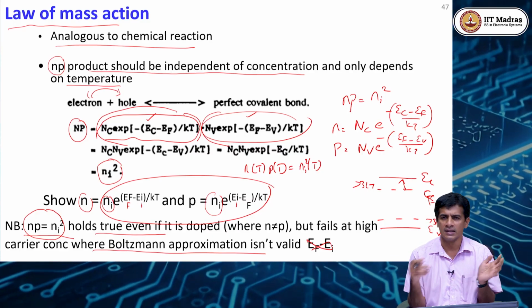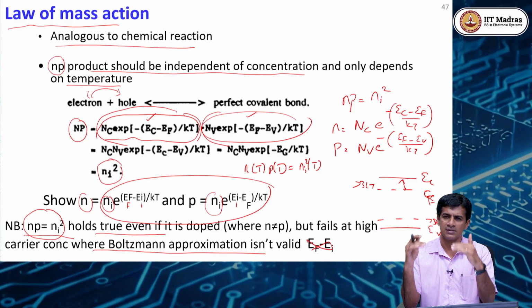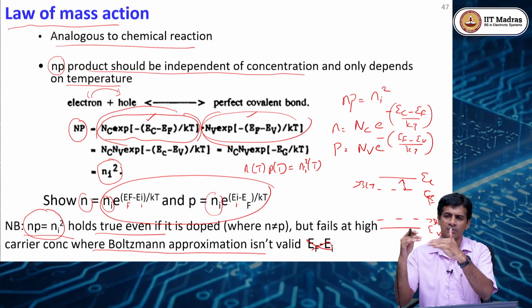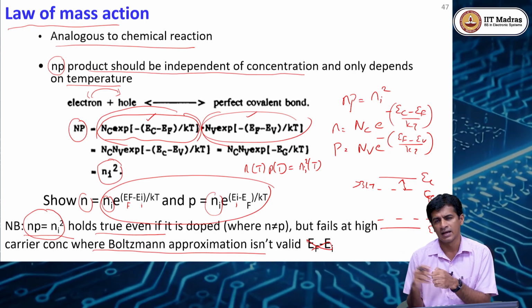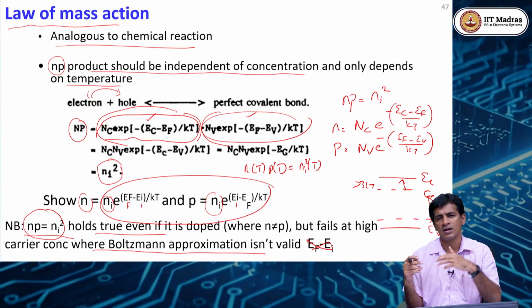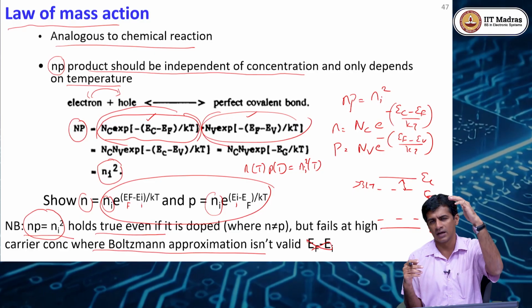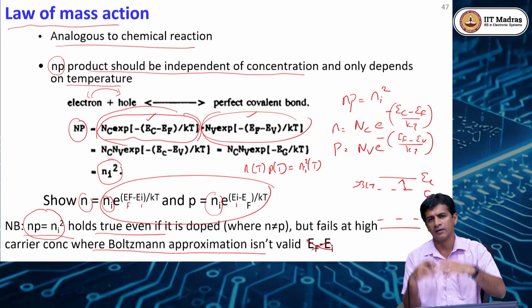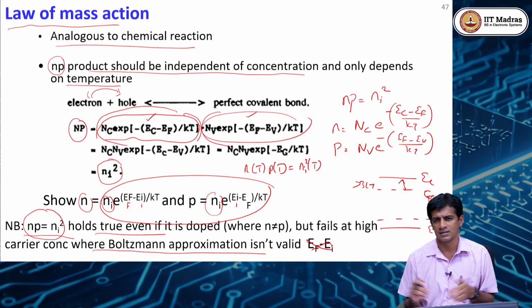For intrinsic semiconductors, we saw the Fermi level is exactly at the middle of the band gap at 0 Kelvin, and it stays very close to the middle of the band gap even at higher temperature. But in the case of an N-type or a P-type semiconductor, we will see that it is no longer true. You can move the Fermi level anywhere inside the band gap when you vary the doping. That is what we are going to see in the next class. All right.